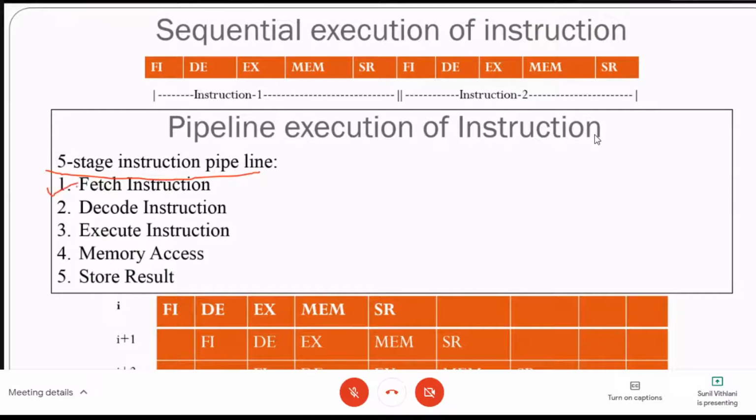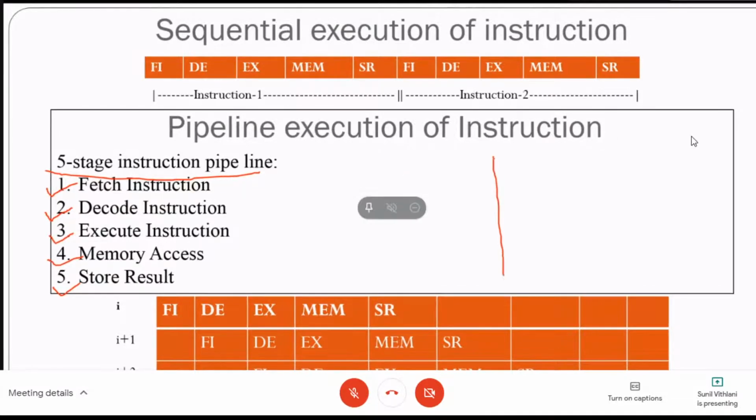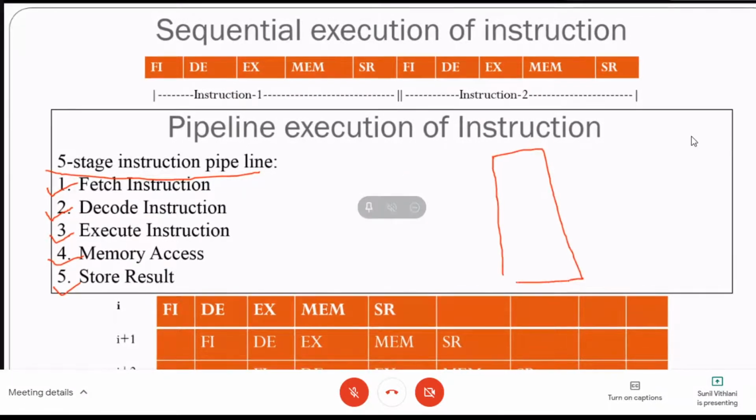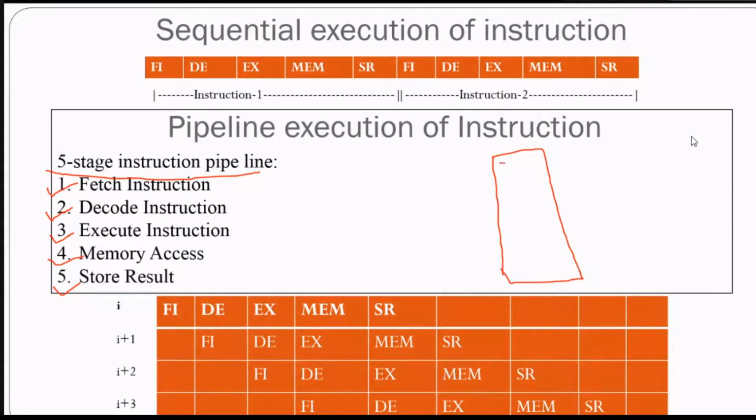In the first stage, what will we do? We will fetch the instruction, then decode the instruction, execute the instruction, memory access, and then store. So now consider that there is one program. In this program, we are having such instructions: instruction number 1, instruction number 2, up to instruction number 100.